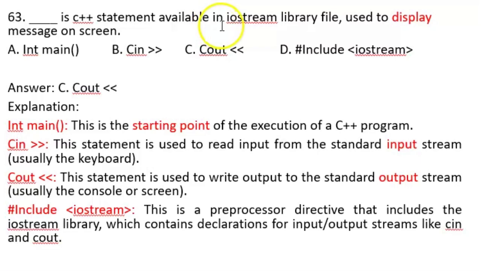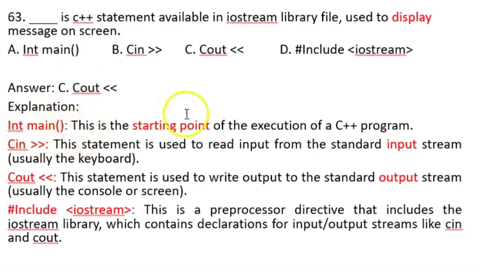63. Blank is the C++ statement available in the iostream library file used to display a message on the screen. A, int main; B, cin; C, cout; D, include iostream. The answer is cout, because it is available in the iostream library file and is used to display output on the screen.